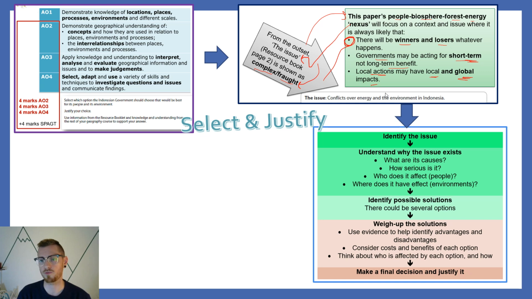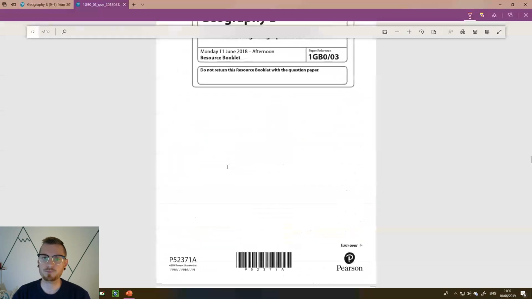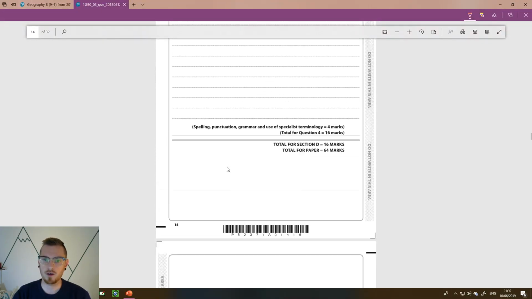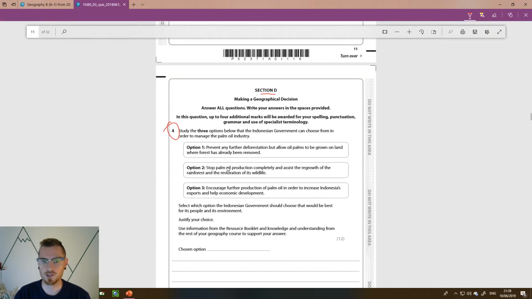Here's just a process to go through in helping you make a decision. Now, what I should have said, let's just discard that a minute and go to the exam paper. This last question is going to ask you to look at three options: option 1, option 2, option 3. It's been the same for the three papers: the specimen SAMs and the exam last year, June 2018.